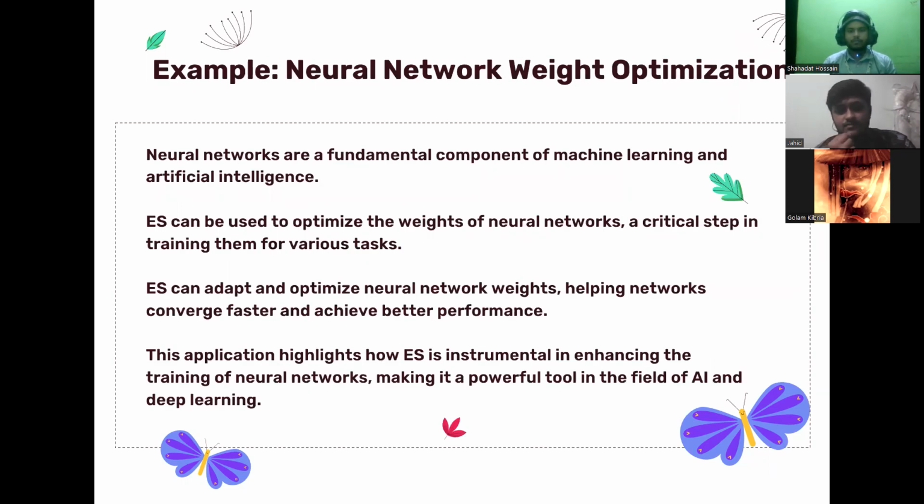Now, here is an example, neural network weight optimization. We know that neural networks are fundamental components in machine learning and artificial intelligence. So evolutionary strategies can be used to optimize the weights of neural networks, a critical step that trains them for various tasks. Evolutionary strategies can help optimize neural network weights, helping neural networks converge faster and achieve better performance. Those applications highlight how evolutionary strategies are instrumental in enhancing the training of neural networks, making them more powerful tools in AI and machine learning.